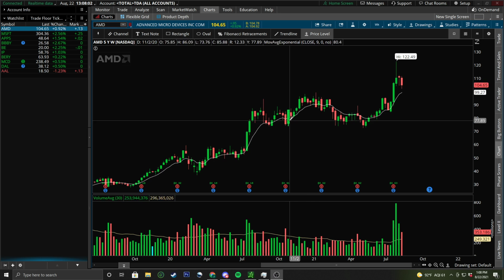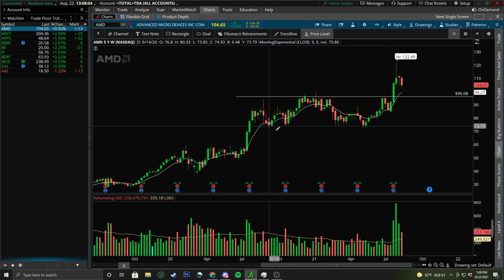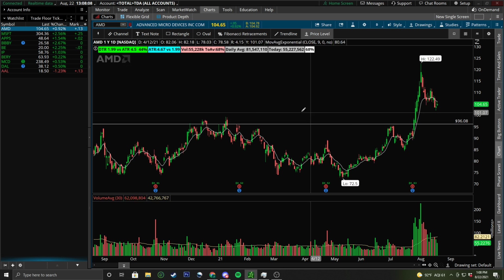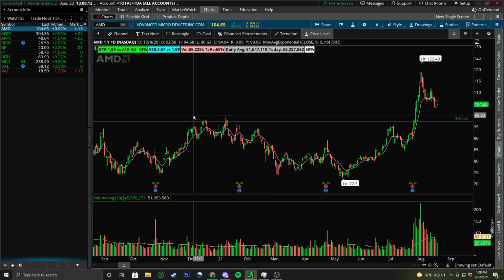But let's get into this. So first one was AMD. Right now in AMD, you can see it broke above its weekly resistance right there. Move down to the daily. Let's adjust that a little bit. Get on that strong resistance right there.